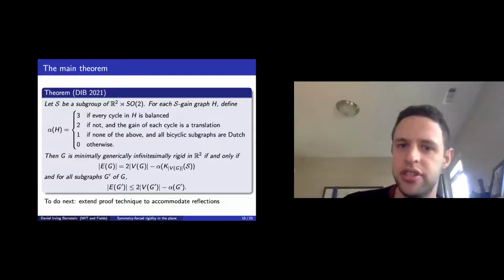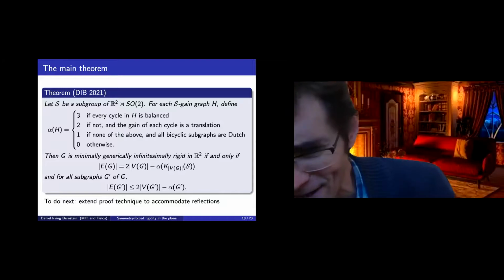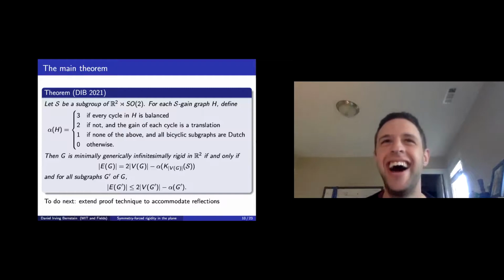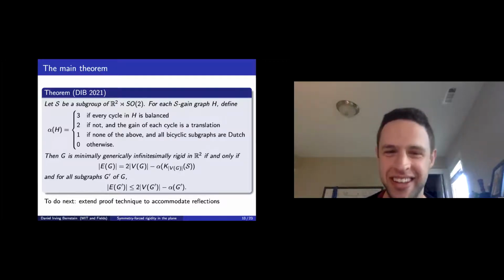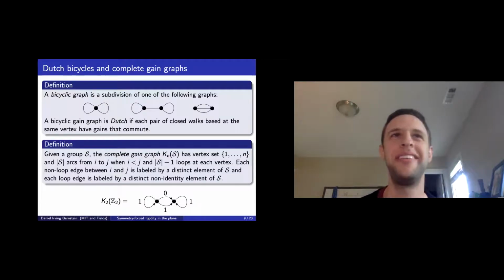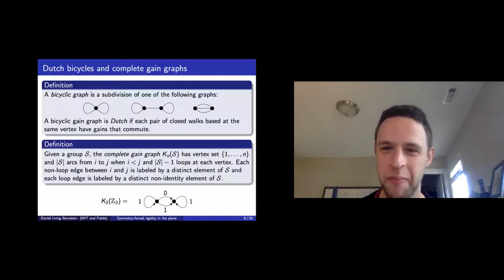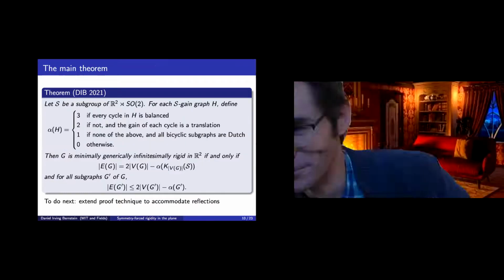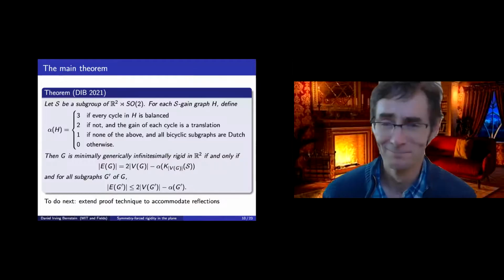Any other questions? A less important question, but why Dutch? Why Dutch? Oh, yeah. Some people call bicyclic graphs bicycles. Here, let me go back to the definition of Dutch. The condition of being Dutch is a condition about gains commuting. And at least in the US, bikes designed for commuting are called Dutch bicycles. So that's the... yeah. Wow. I was very proud of that.